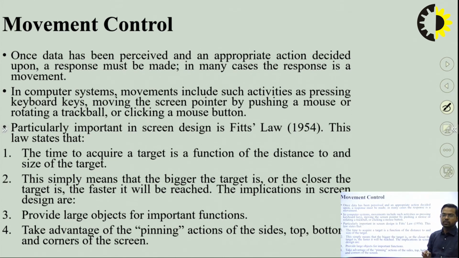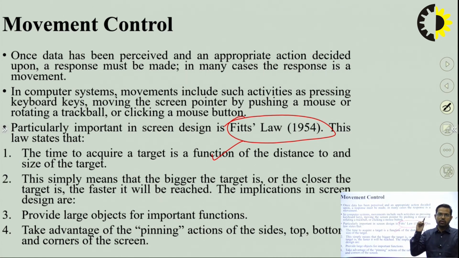This is important in screen design, and Fitts' law is given for this movement control. The time to acquire a target is a function of the distance to and size of the target. This simply means that the bigger the target, or the closer the target, the faster it will be reached. The implication is that designers should provide large objects for important functions, so they can be reached faster, and take advantage of the pinning action of the sides, top, bottom and corners of the screen.